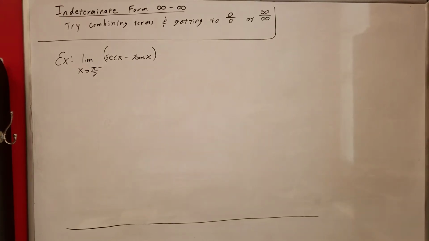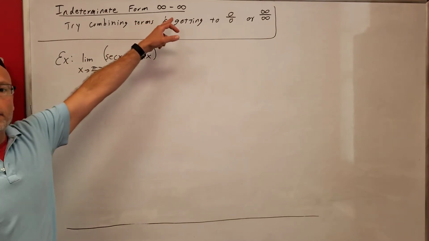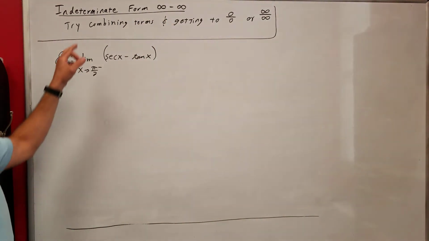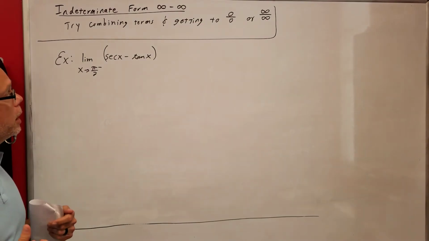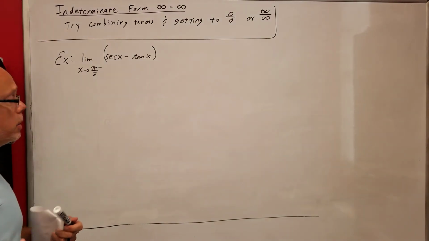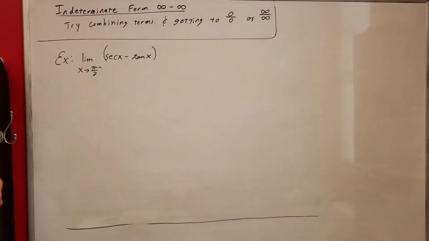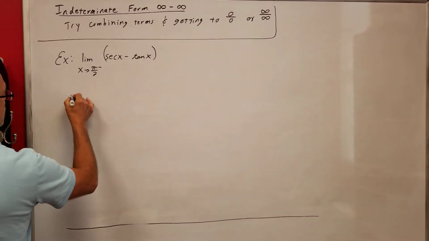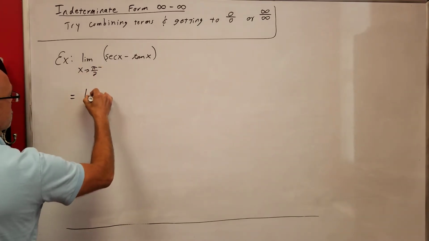All right, so if we continue with indeterminate forms, we're going to look at infinity minus infinity, okay? We're going to try to combine terms and get to 0 over 0 or infinity over infinity and then use L'Hopital's rule. This example, find its limit. Well, a lot of people like to think of the secant as 1 over cosine. So let's do a rewrite.